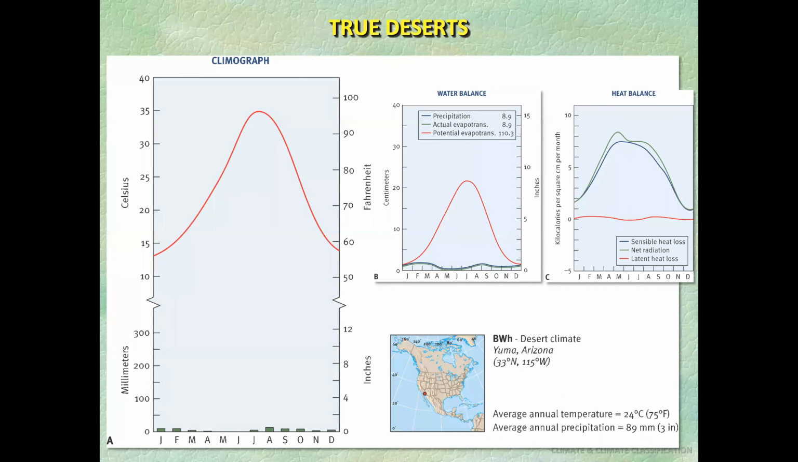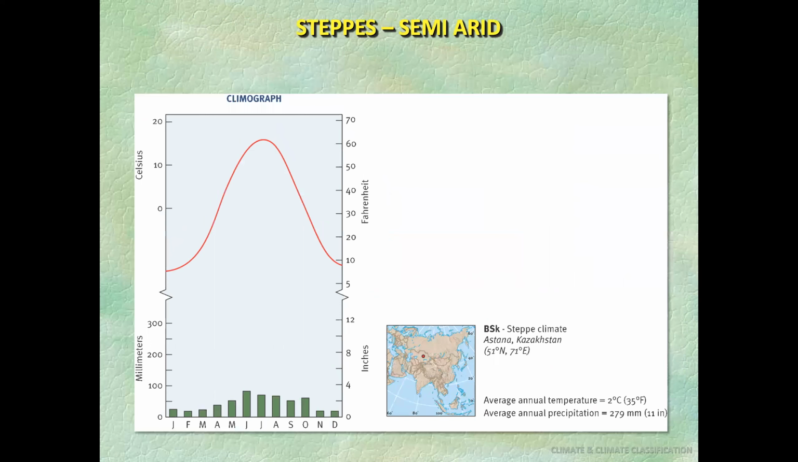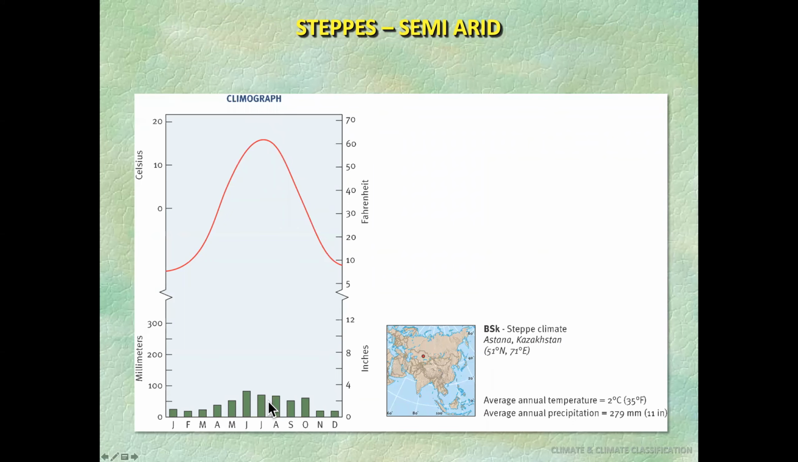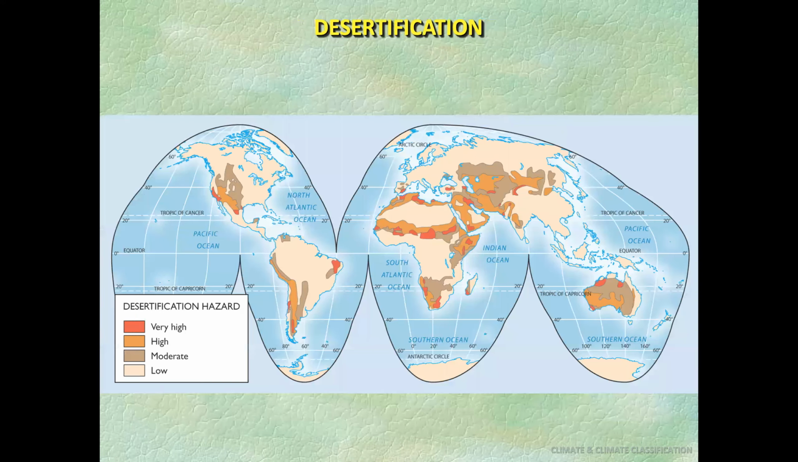Again, here's a climograph of a true desert. This is the city of Yuma, Arizona. And a steppe climate would be a place like Kazakhstan, where it gets just enough rainfall, as you can see here, but definitely more than this one, but not enough for it to be supporting trees and lots of vegetation. Again, this is where desertification is a threat, meaning areas that are already pretty fragile.